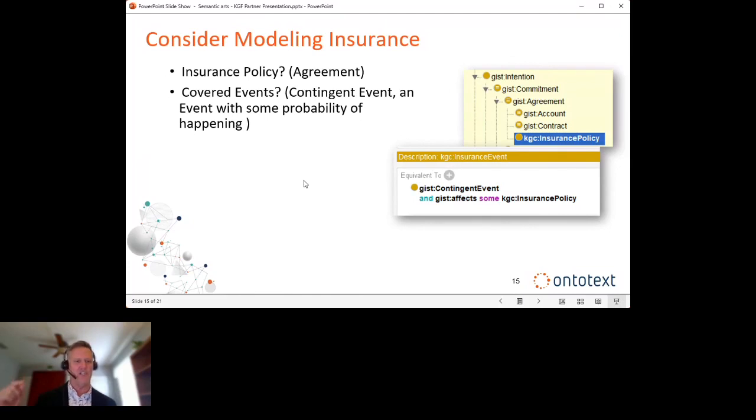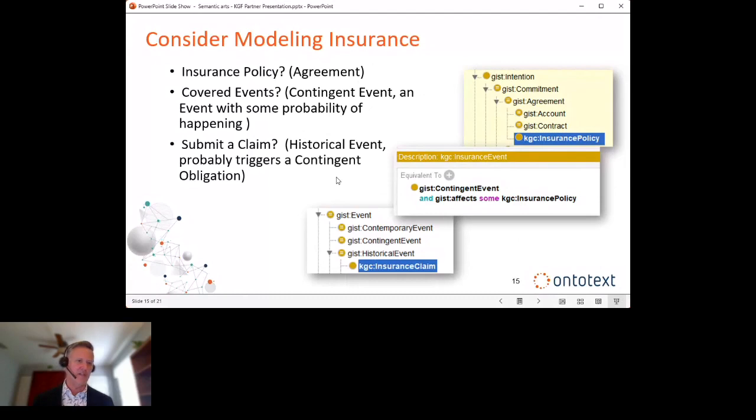And if we looked at just a contingent event, it would be an event with some probability of occurring, not one that has definitely occurred. So if you think about insurance, you might model events that can be covered; these are contingent events with some probability of happening. And I could say, okay, any contingent event is an event that has some probability. And I might say my specific insurance event is a contingent event and it affects some insurance policy, which you actually would have modeled as an agreement.